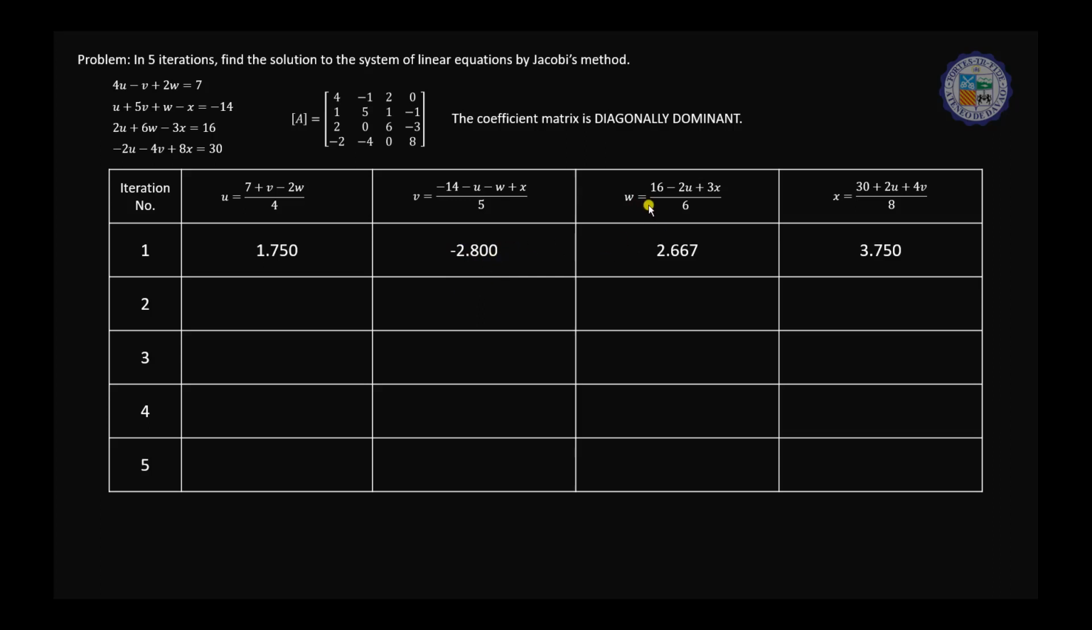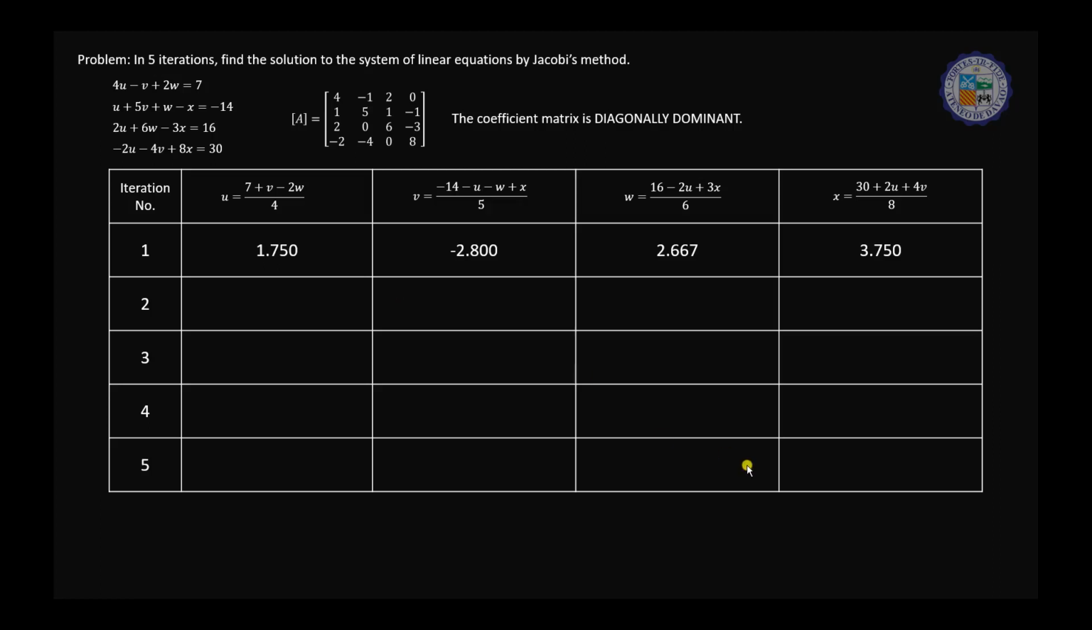Next, for w, w is dependent on u. So we also did not use the new value of u to solve for w. Instead, we just set it equal to 0, so that w is equal to 16 over 6, or 2.667. Same goes with x. We did not use the new values of u and v. The values of u and v are still equal to 0. In the next iteration, we will now use this new set of values for u, v, w, and x to solve for the new values of u, v, w, and x.